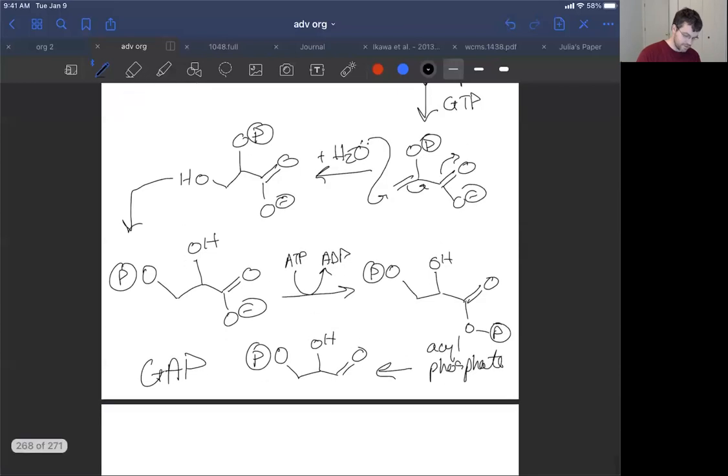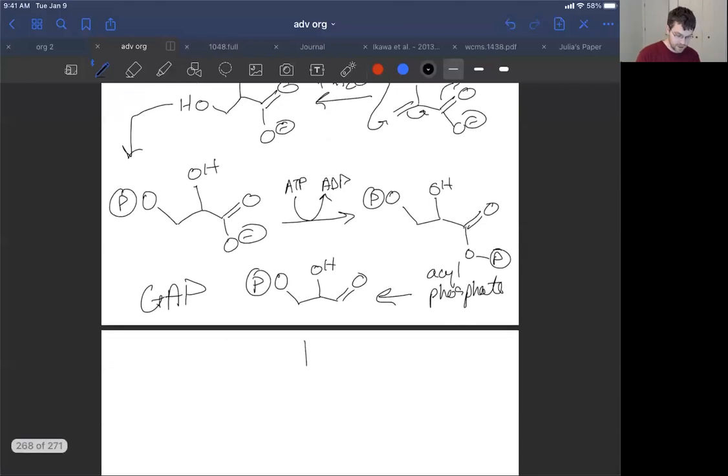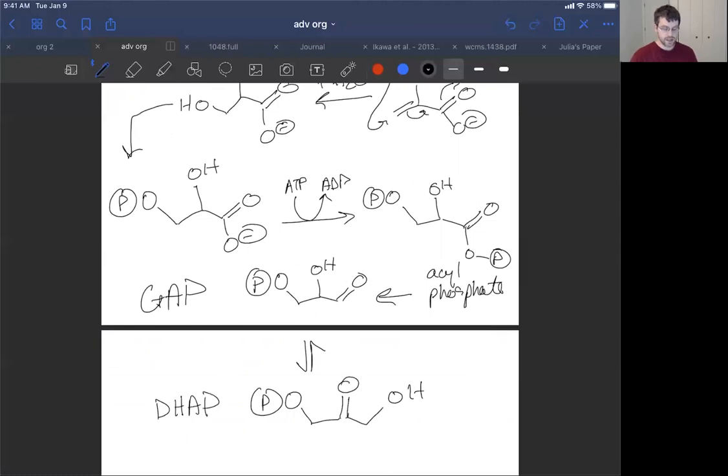Gaap can be interconverted with DHAP, dihydroxyacetone phosphate, by that mechanism we just looked at before we started this pathway. So there's our interconversion of DHAP. Now what we need to do is take DHAP and Gaap and add them together in an aldol reaction.